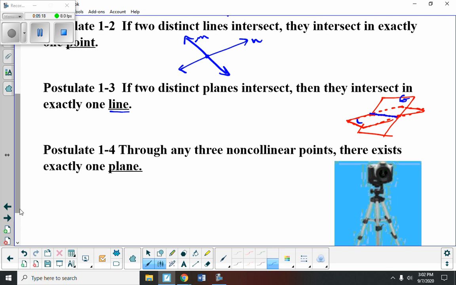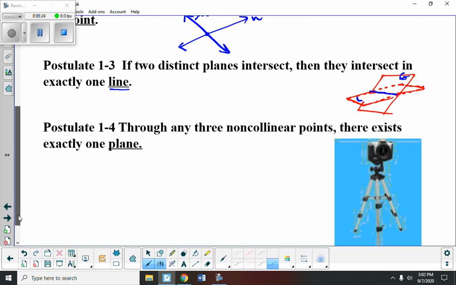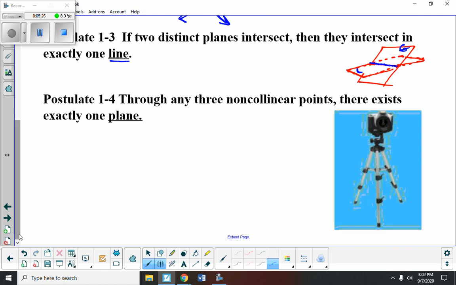All right, another postulate. Through any three non-collinear points, there exists exactly one plane. So if you have 3 points, I look at this tripod. Here's a point, here's a point, here's a point. Those 3 points will rest on the floor, and it will make this stand up.